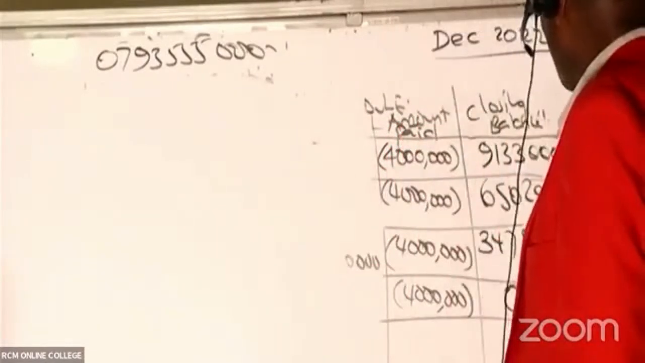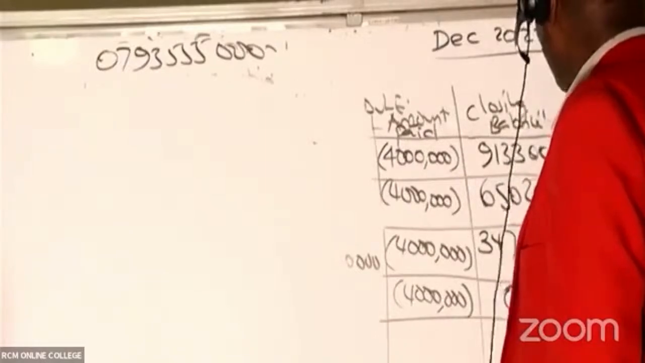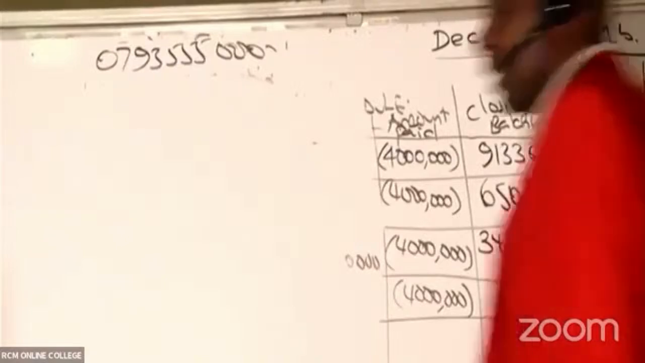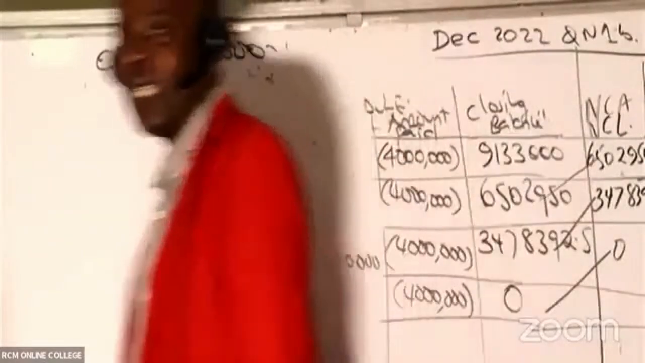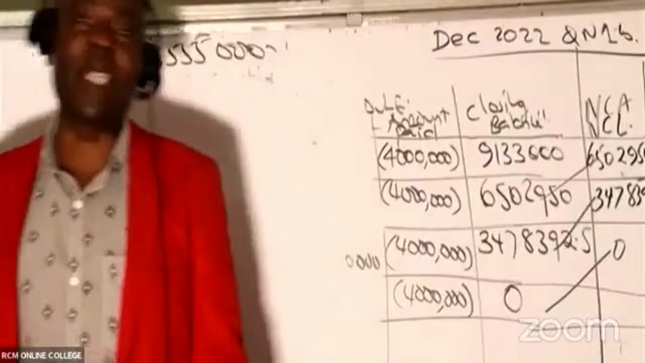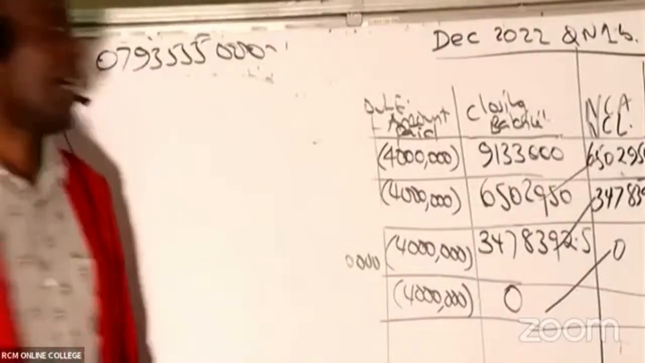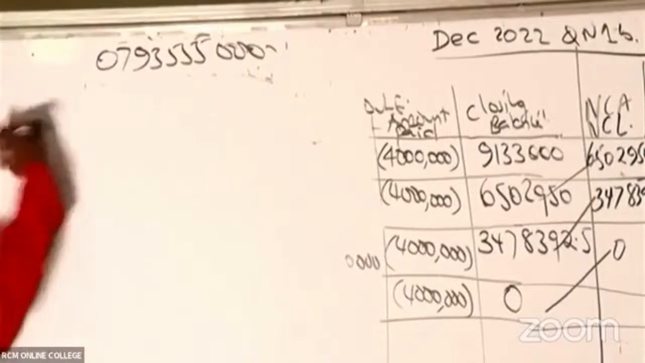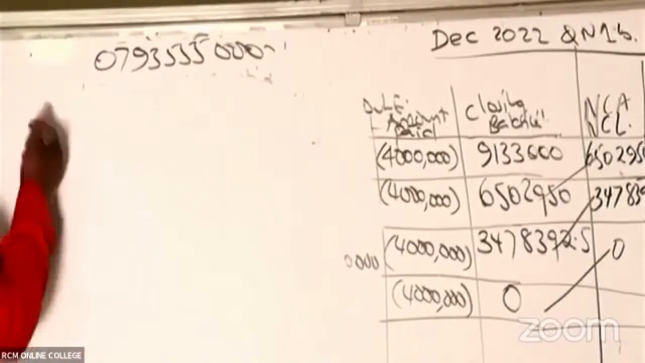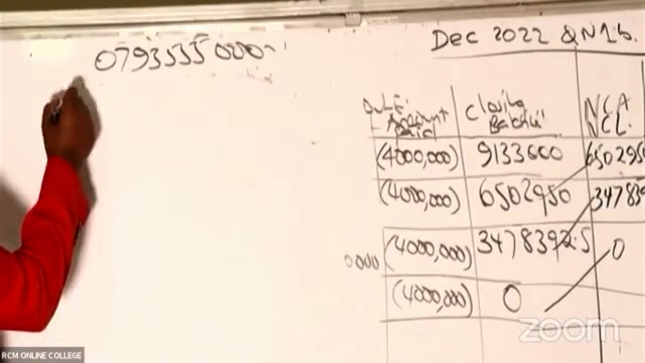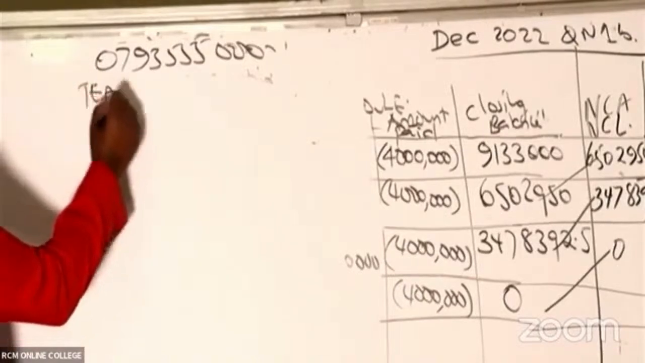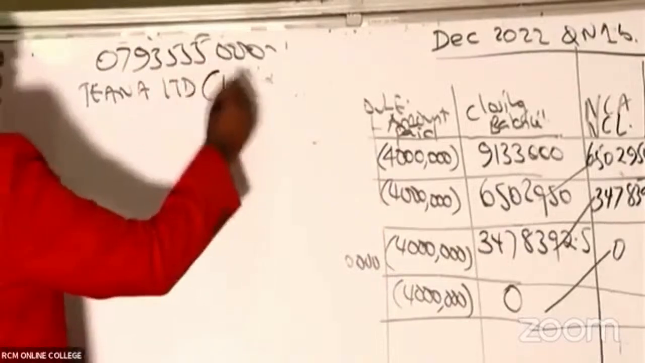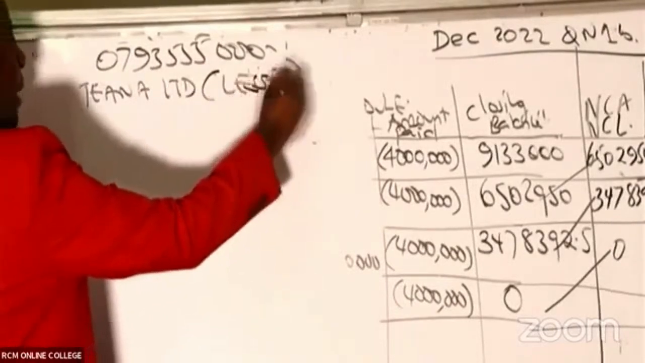Now here we'll talk of non-current liability. And this will be the current liability, from the perspective of the lessee. And then now you'll come and give us, ladies and gentlemen, the extracts here. So in this case, this company is called Teana Limited. Teana Limited is the lessee.